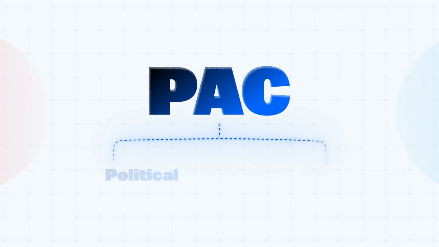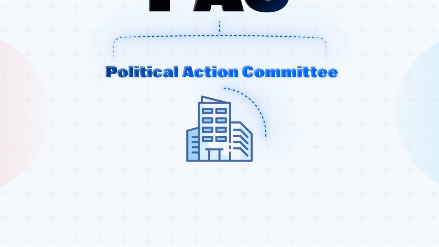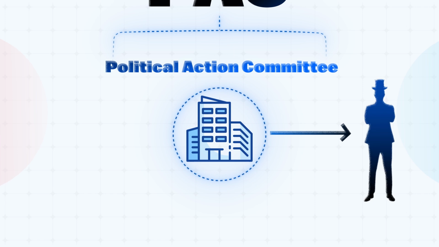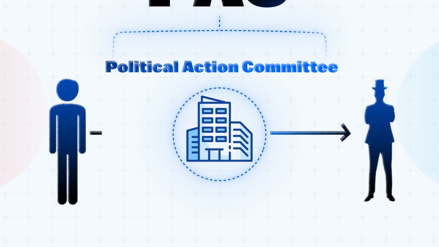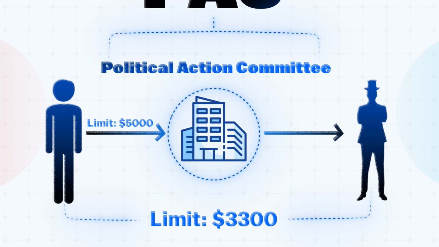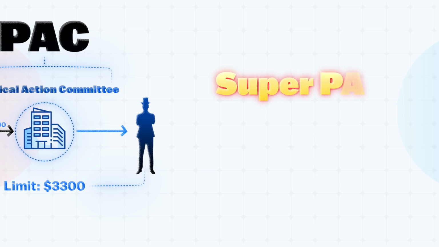A PAC is a political action committee, which is an organization that collects donations and then funds political campaigns for candidates, legislation, or policies. The only problem with PACs is that your donation amount is limited to a maximum of $5,000, which is better than the $3,300 limit for donating directly to the candidate, but still isn't much if you want to make an influential donation. And this is where super PACs come in.